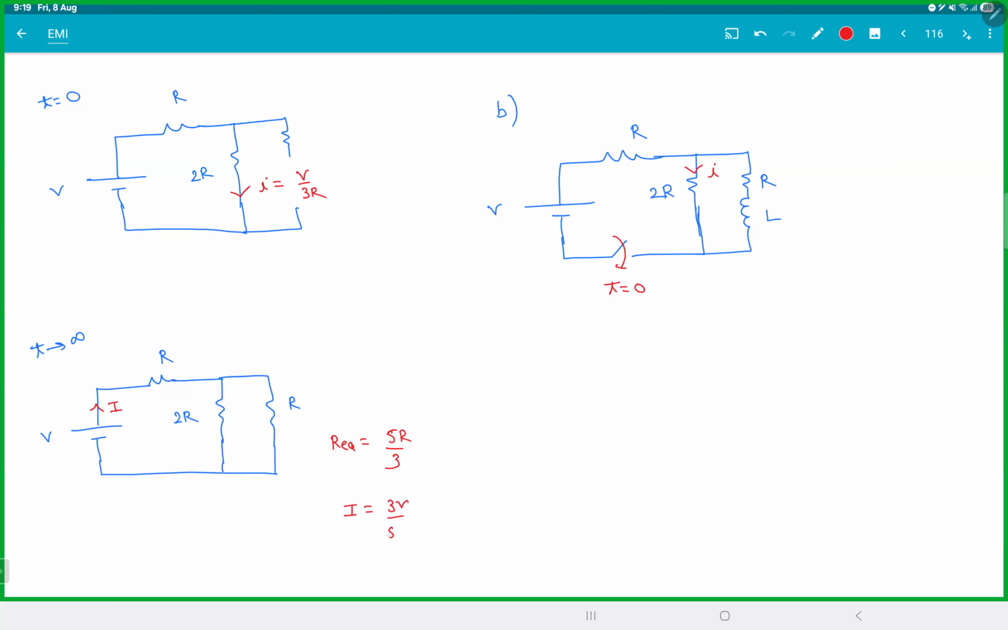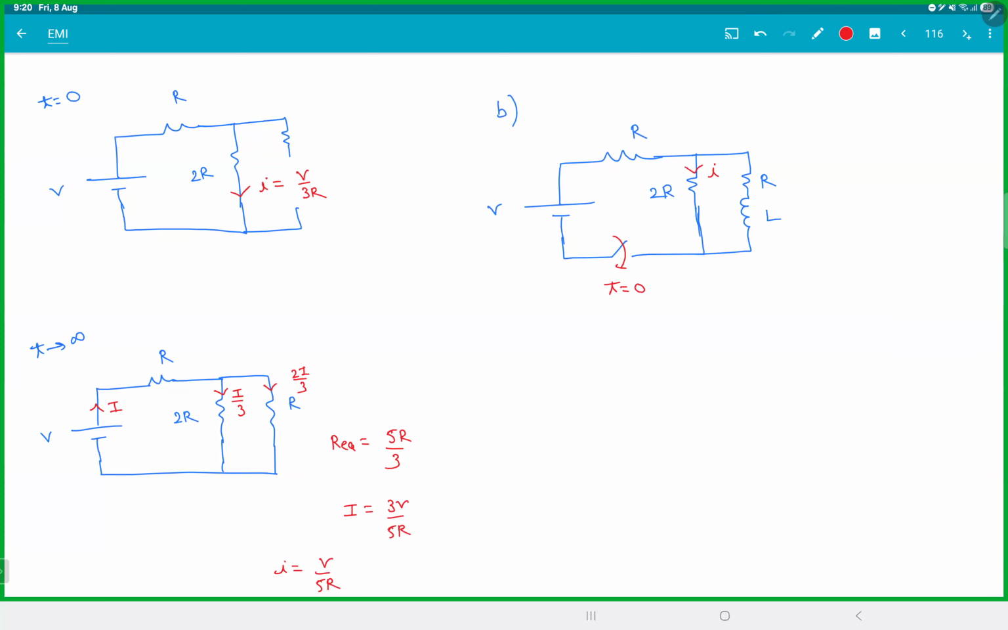I didn't ask you that. 2R and R are in parallel, so the current will split in the ratio of 1:3. I by 3 and 2I by 3. Therefore, the current I will be V by 5R. Clear?